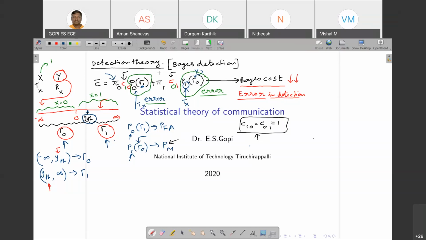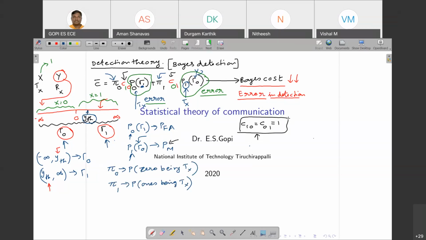This pi naught and pi 1 is not just pi, so don't confuse it with 3.145. This is a symbol I am using here. Pi naught is the probability of 0 being transmitted from the transmitter. So it is a prior. Pi 1 again is the probability of ones being transmitted from the transmitter. So this is what we have, pi naught and pi 1.